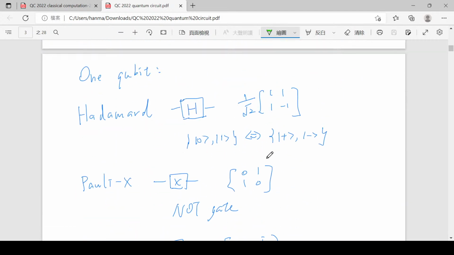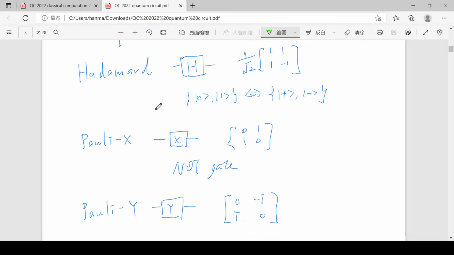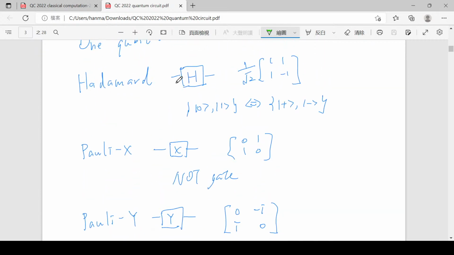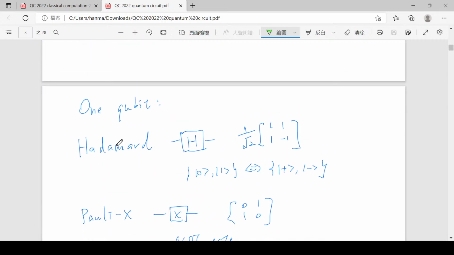And okay, 1 qubit gates. The first few things we are very familiar with, but now we give them pictures. So Hadamard gate, well, it's Hadamard, so we write it as this H symbol. Okay, and obviously it's a 1 qubit gate. And just as a reminder, it is this matrix. Hopefully you are very familiar with it now. 1 over square root 2, times 1, 1, 1, minus 1. And it changes 0, 1 to plus and minus.